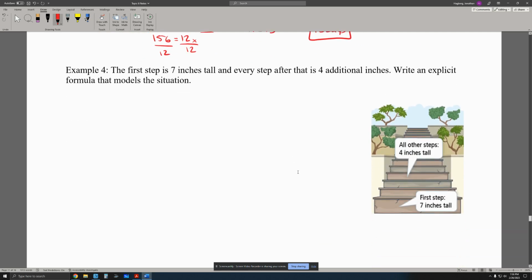Okay, example 4, the first step. Using this image right here, the first step in a set of stairs is 7 inches tall, and then every step after that is 4 additional inches. Write an explicit formula that models the situation. So the first step, this is going to be our a sub 1. Every step after that, this is going to be our common difference, d. So writing an explicit formula, we have a sub n equals a sub 1, which is 7, plus the quantity n minus 1, times d, which is 4.